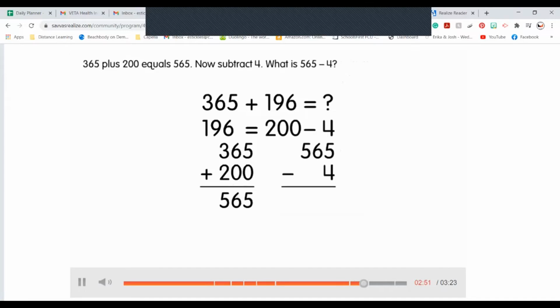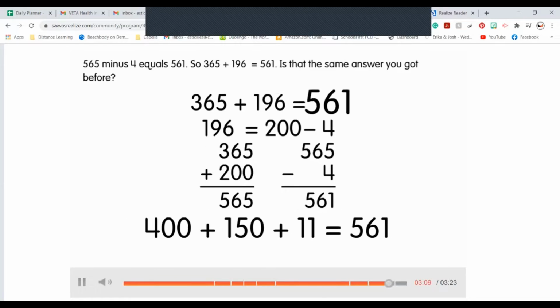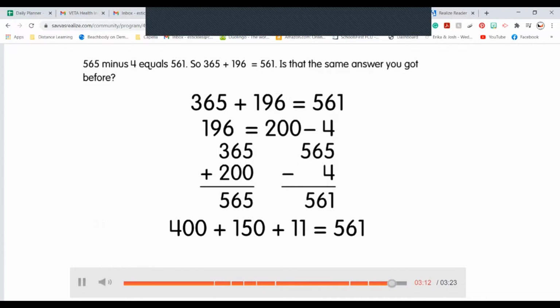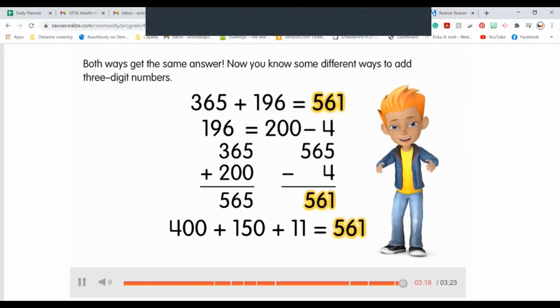Now subtract 4. What is 565 minus 4? Well, 5 minus 4 is 1, so 565 minus 4 would be 561. So 365 plus 196 equals 561. Is that the same answer you got before? Yes, it is. Both ways get the same answer. Now you know some different ways to add three-digit numbers.